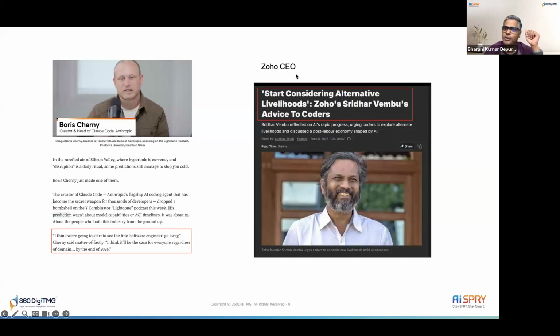And Zoho CEO Sridhar Vembu, do you know what he's telling? If you are a coder, if you like writing code, start considering alternative livelihoods. You'll never get a job, and that role itself is getting evaporated. It will no longer exist. Those people who feel that I like coding, no, look for some other alternative, because you'll not be getting a job if you say that I'll sit and write code.